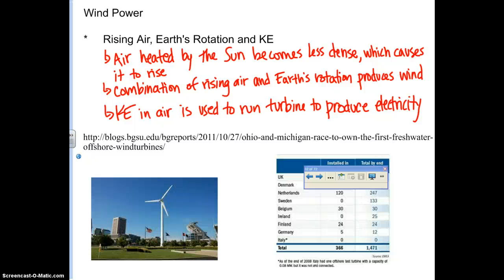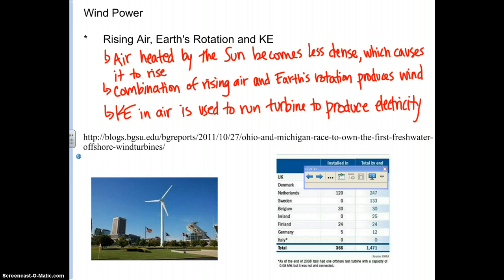Here's section 3 of our notes on topic 8. Now we're going to look at wind power. With wind power, we're looking at the rising air due to Earth's rotation, thus producing kinetic energy.